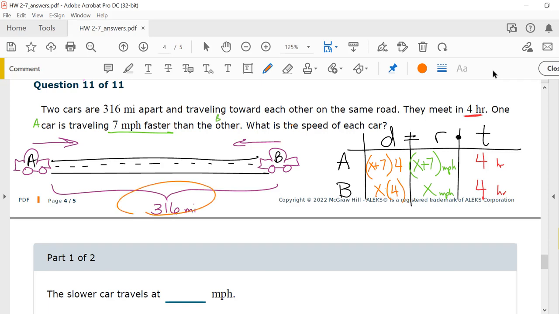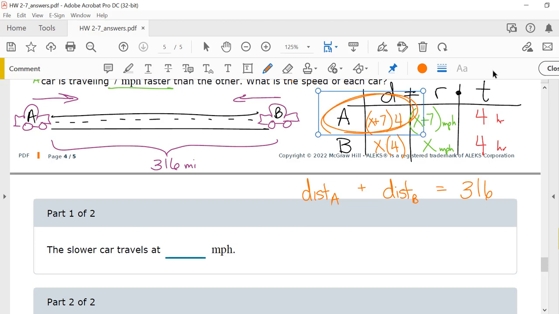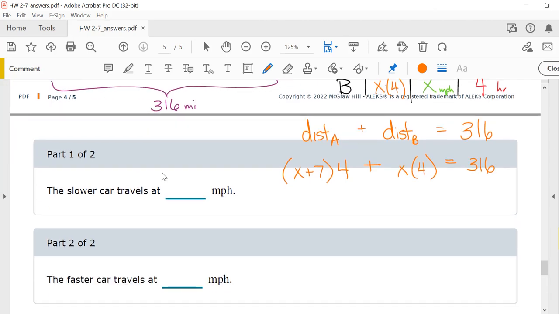The total distance is 316. So the distance from car A plus the distance of car B is supposed to equal 316. What was the distance of car A? It was X plus 7 times 4. What was the distance from car B? It was X times 4. And you add those two distances up, you get 316. Let's go solve. Distributing the 4, 4 times X plus 4 times 7, which is 28, plus X times 4, I can write as 4X, equals 316. Collecting like terms, 4X plus 4X is 8X plus 28 equals 316.